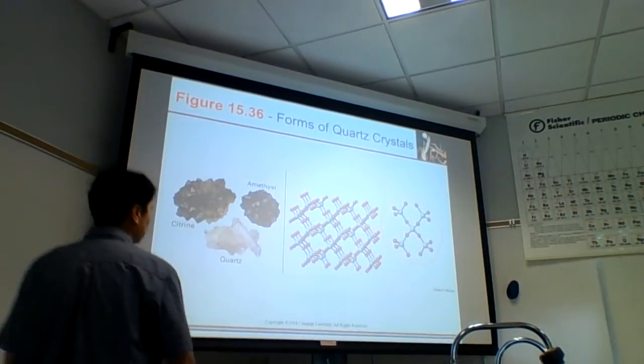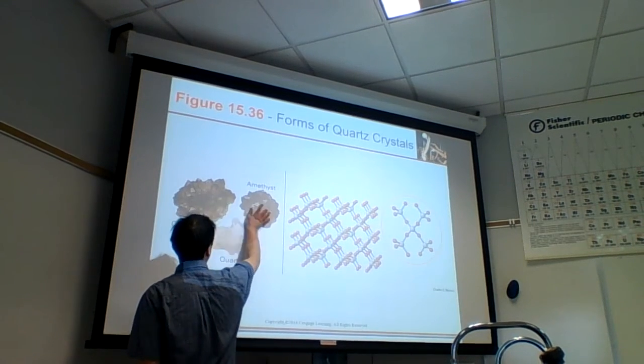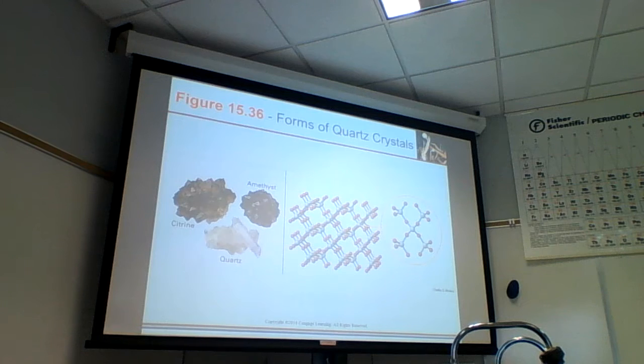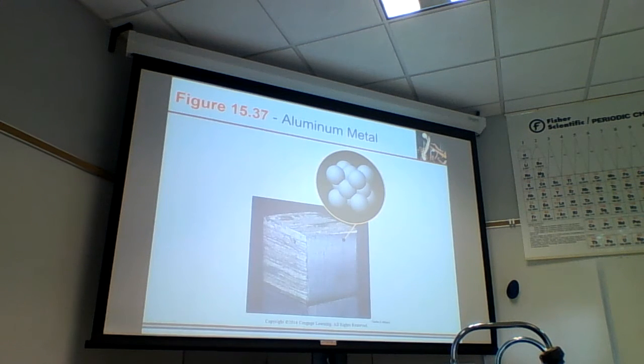Here, quartz is often called silica. These are silica-based minerals. They're amethyst. The colors arise from certain elements mixed into this crystal structure. We have aluminum metal.